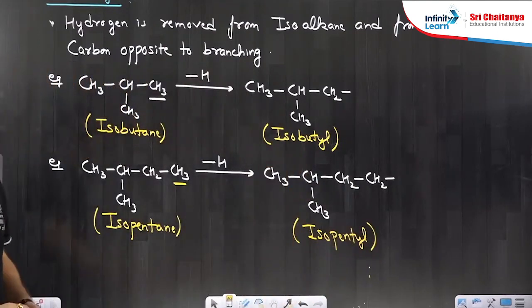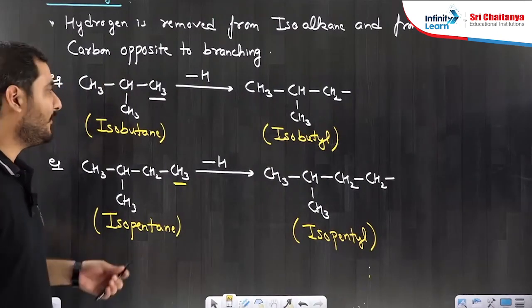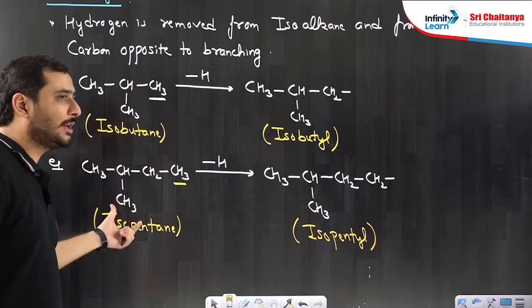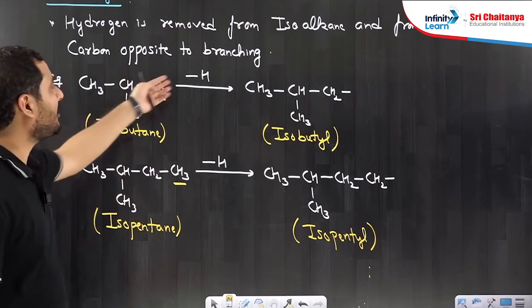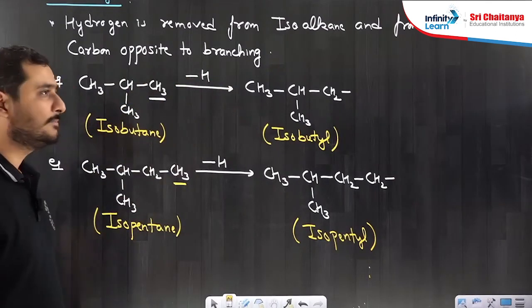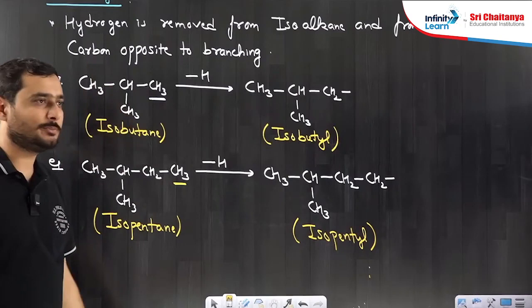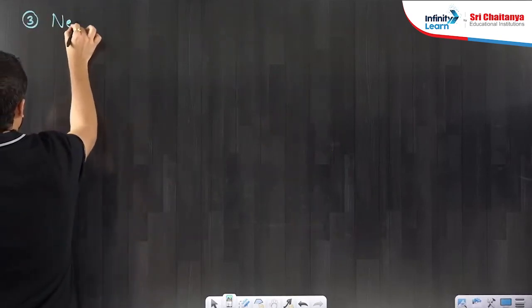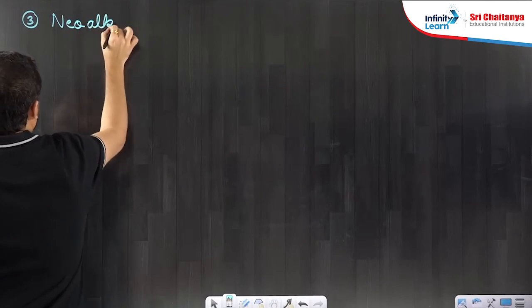So how are isoalkyl groups obtained? We have to remove hydrogen from the isoalkane, from the end carbon opposite to branching. Any doubt in this isoalkyl group? Now the third is neoalkyl.